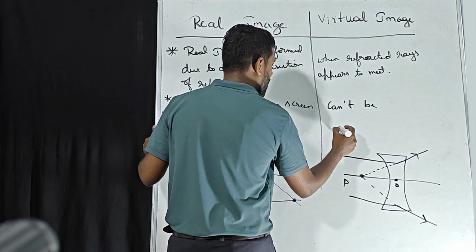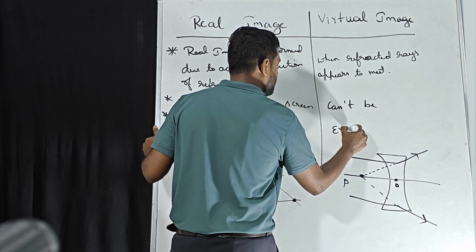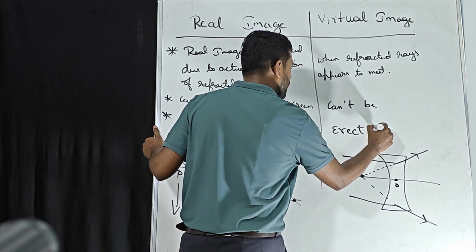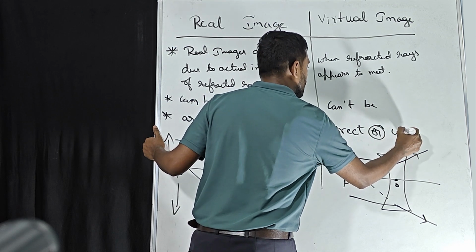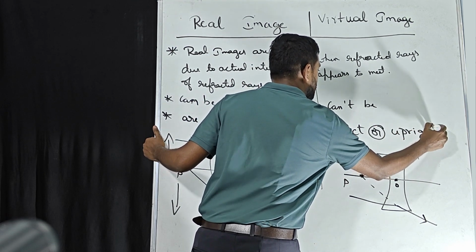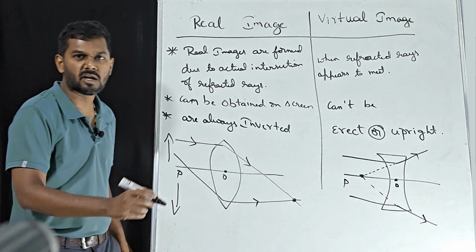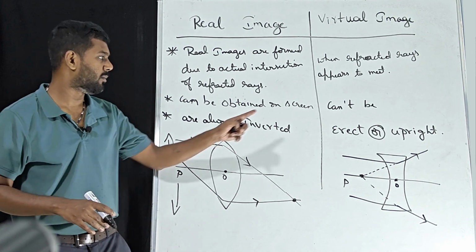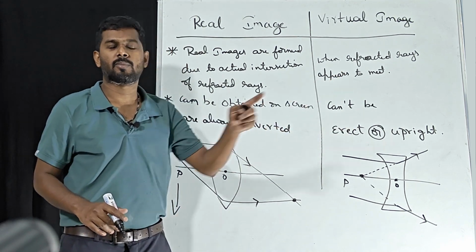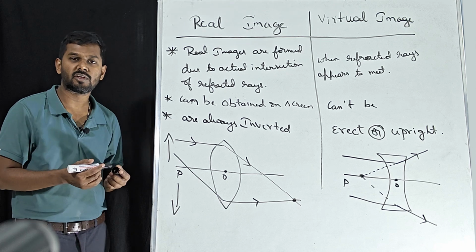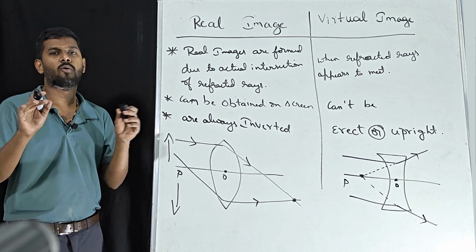Virtual images are always erect or upright, both are same. Few students will write erect and upright, that is completely wrong. It is erect or upright. These are the differences between real images and virtual images.